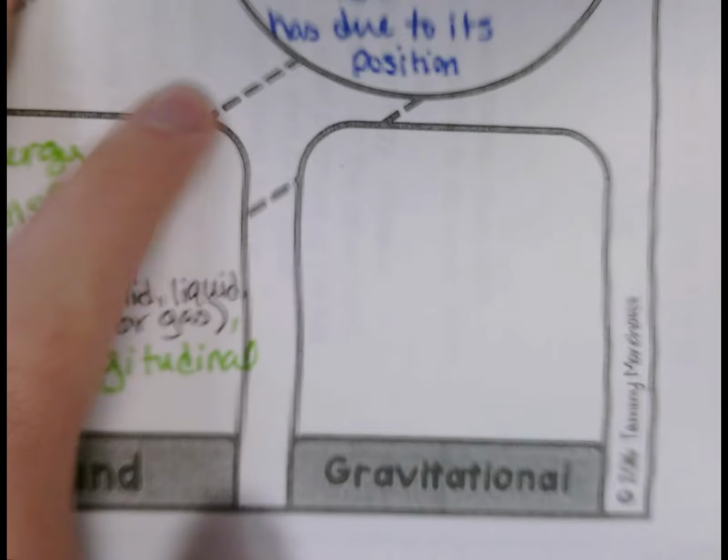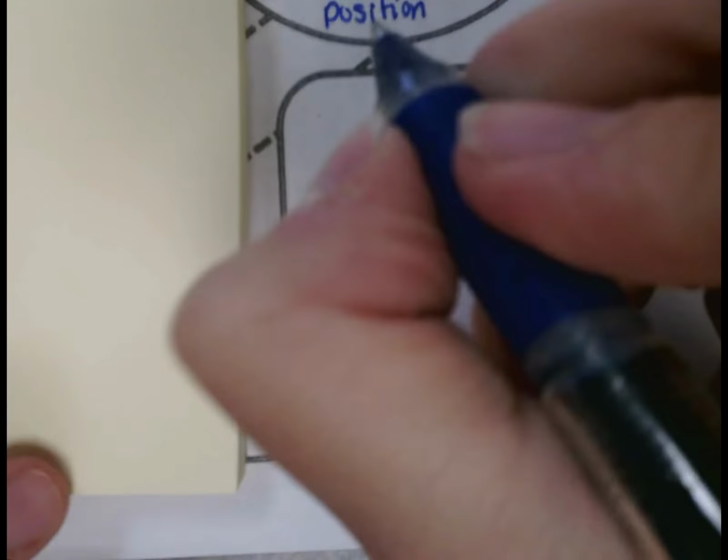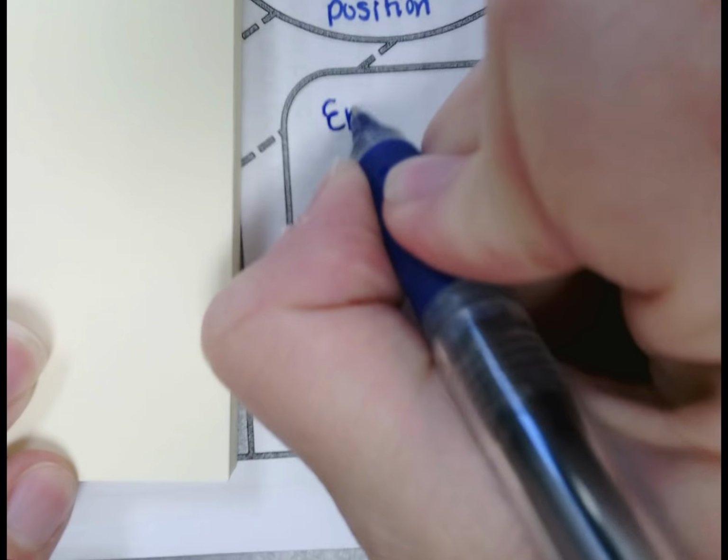Now, there's two of these, gravitational, sorry, I said that wrong, and elastic. These are both forms of potential energy. Okay? And we will talk more about them, I think, tomorrow. But I'm not 100% sure. So it is gravitational, has to do with gravity. That makes sense. It is the energy, the potential energy.